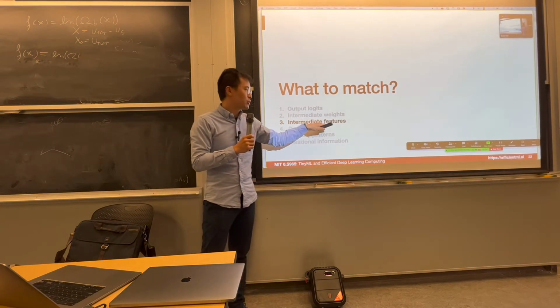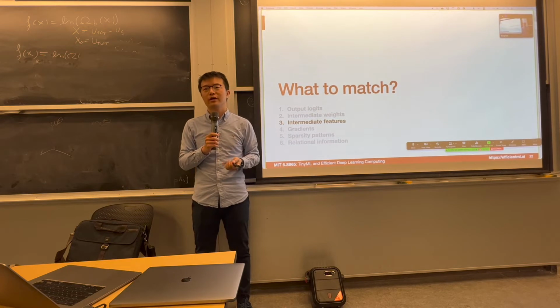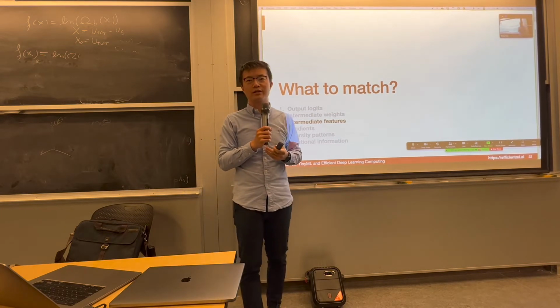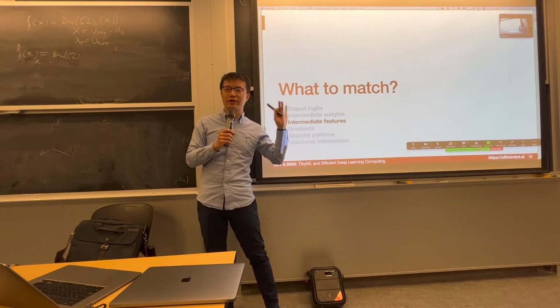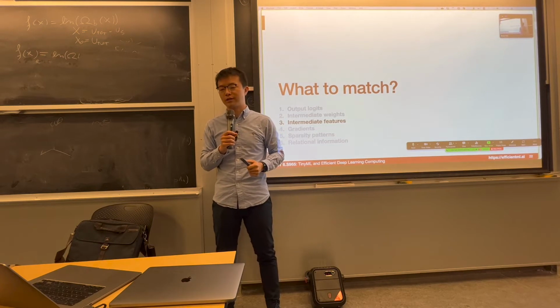We can also try to match the intermediate features. Imagine a neural net is an automatic feature extractor. So the features extracted by the teacher model should be very similar to the features extracted by the student model.